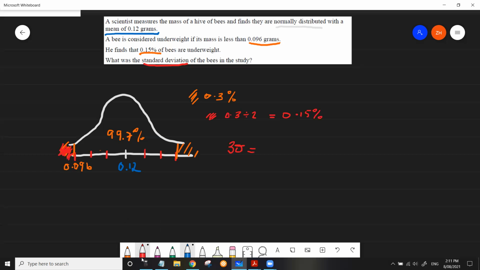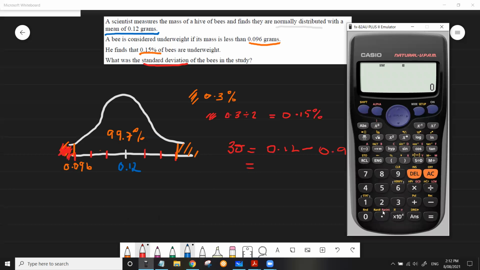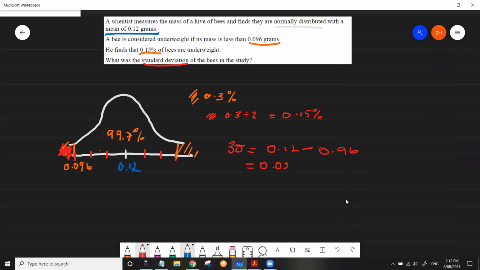If we are 3 standard deviations from the mean, then that tells me that 3 standard deviations, or 3 sigma, is equal to the difference between the mean and that value there. So 0.012 minus 0.096, we're 0.024. Just forgot that 0 in there. So 3 standard deviations is equal to 0.024.